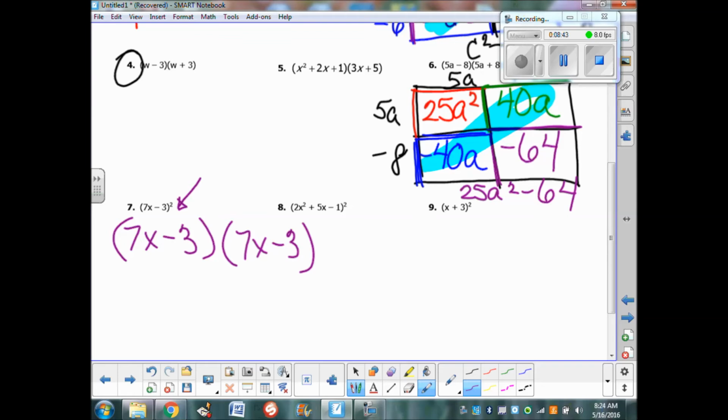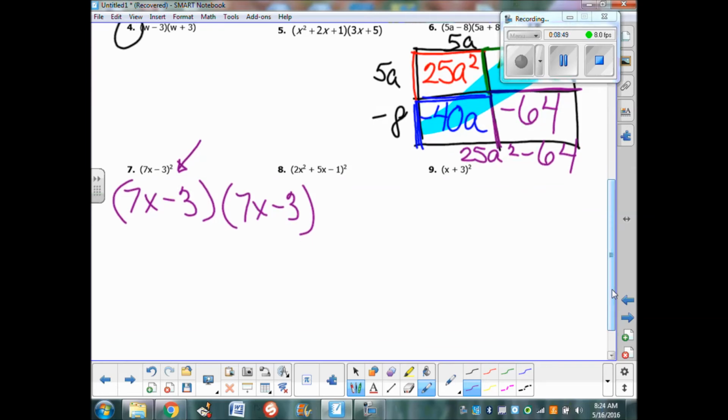Let's practice double distributing. Not the graphic organizer, but let's just practice double distributing. I've given you 2 methods here today. Double distributing or using the graphic organizer. You're still doing the same thing. You're still multiplying. It's just whatever you prefer. So let's start out. 7x times 7x. 7 times 7 is 49. X times x is x squared.